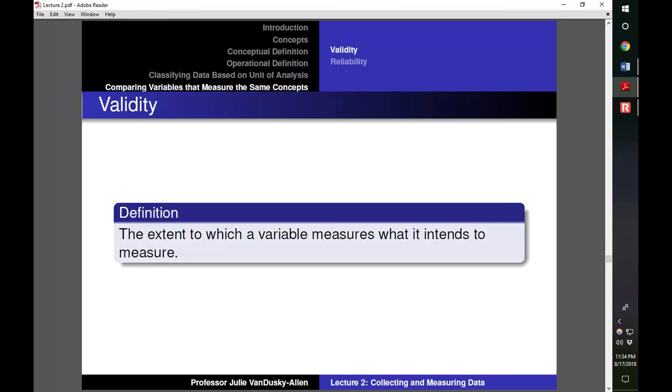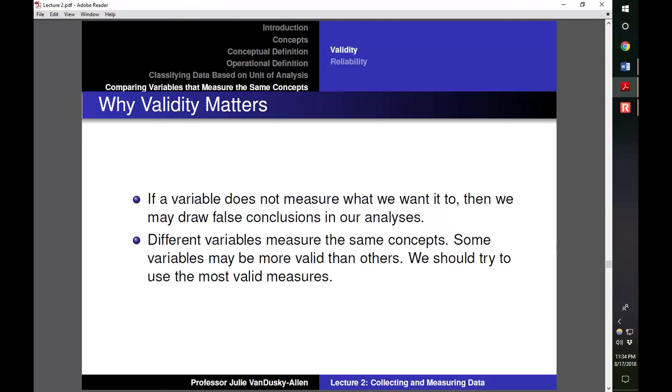After we collect our data, we have to review our variable to make sure we are measuring what we want to measure. A variable is valid if it measures the concept it intends to measure. It is invalid if it does not. It matters if our variables are valid measures of our concepts. If a variable does not measure what we want it to, then we may draw false conclusions in our analyses.